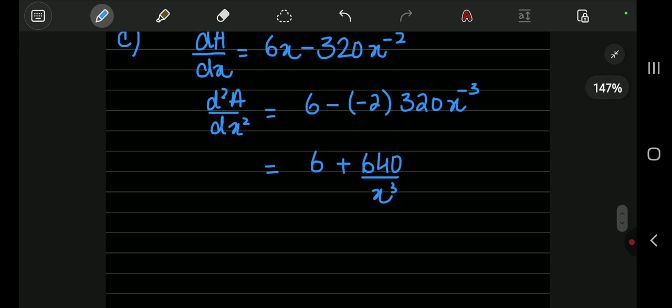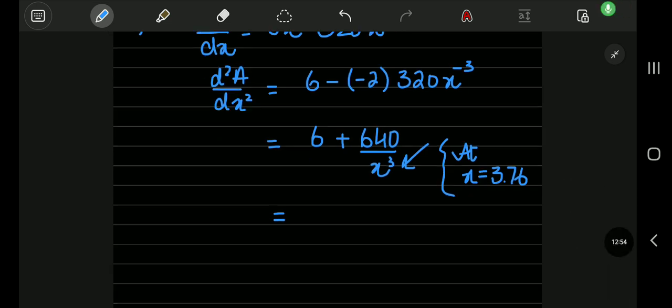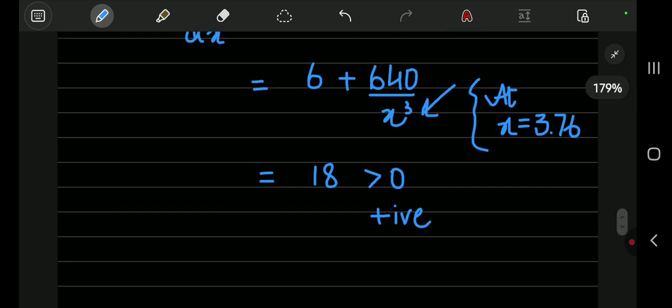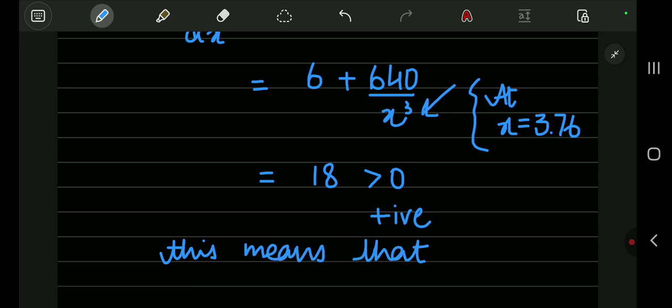So if you substitute that back into this, let's see what value you will be getting at x equals 3.76. Your second derivative value will be equal to 18, that is greater than 0, that is positive. So that means, this means that we have a minimum.